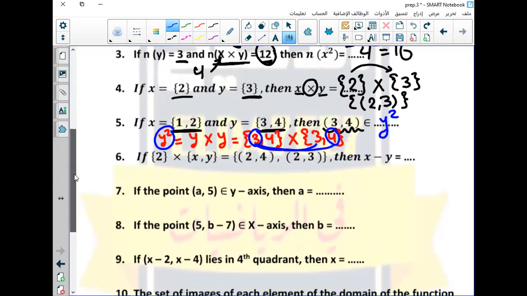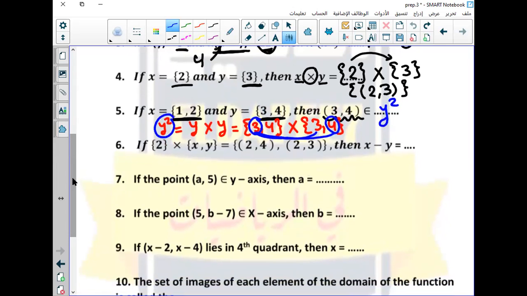Number 6: 2 times, or Cartesian product, x and y equals 2 with 4 and 2 with 3. 2 times x, then x equals 4. 2 times y equals 2 times 3, then y equals 3. Then x minus y will be equal to 4 minus 3 equals 1. Okay.